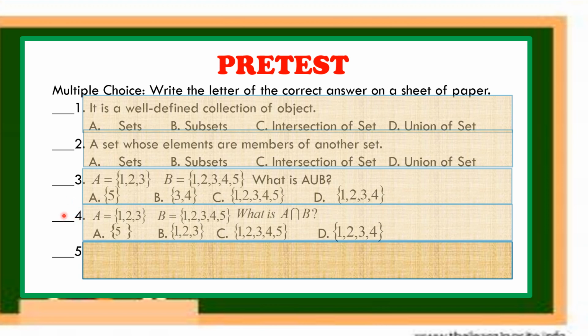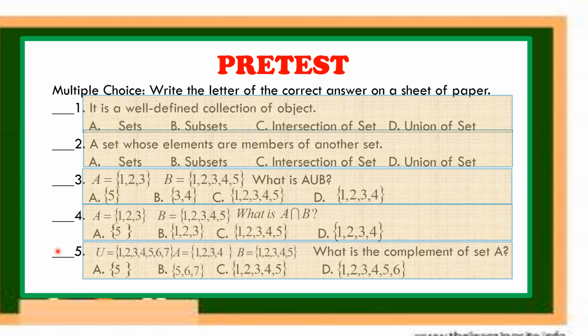Number 4. Set A is a set whose elements are 1, 2, 3. Set B is a set whose elements are 1, 2, 3, 4, and 5. What is A intersection B? Letter A, 5. Letter B, 1, 2, 3. Letter C, 1, 2, 3, 4, 5. Letter D, 1, 2, 3, 4.